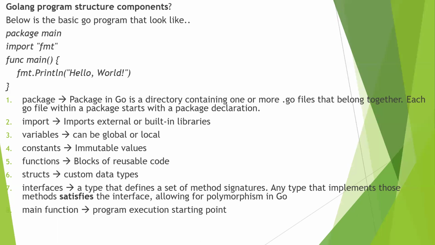Each Go file within a package starts with a package declaration, and it's mandatory for all the files. Whenever you create a Go file, you need to put it as package main. Followed by the package, you need to have an import statement. What is the use of import?